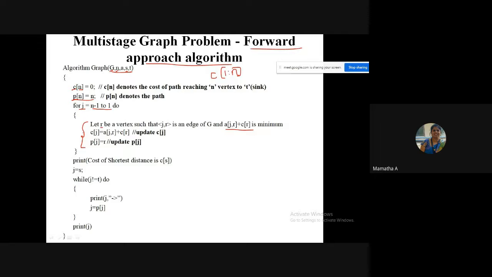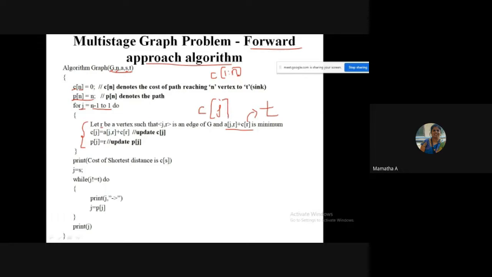to the sink node. So from J, what is the shortest path that I can take from J to reach the sink node? So how do I find out? Find out, is there any vertex R such that there is an edge, and find out A of J R plus C of R is minimum. The reason is because I have to use this: JR gives me the edge cost plus C of R. C of R is what? The cost of reaching from the vertex R to the sink node T. So this will give me the value of C of J.